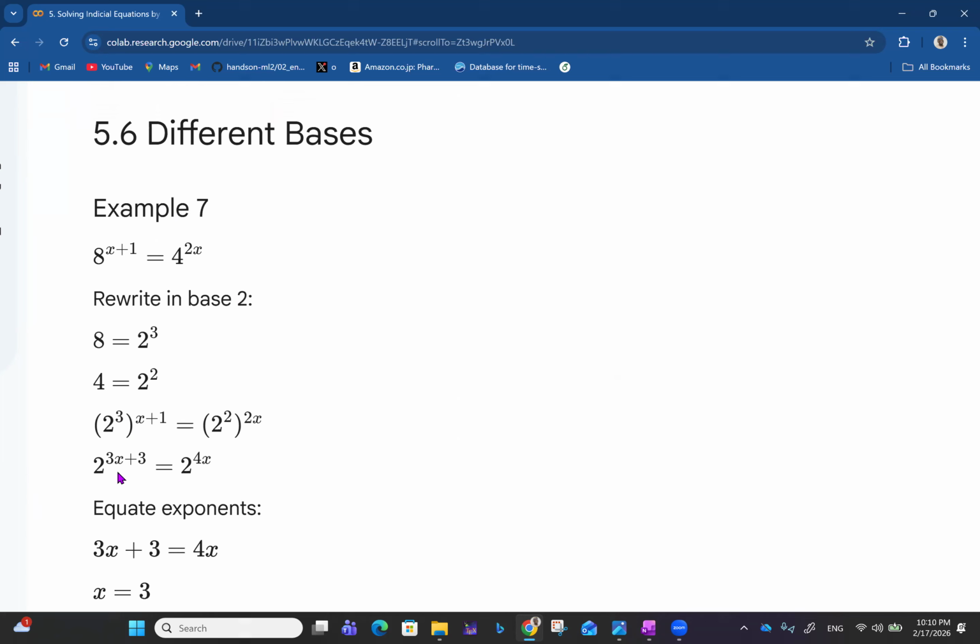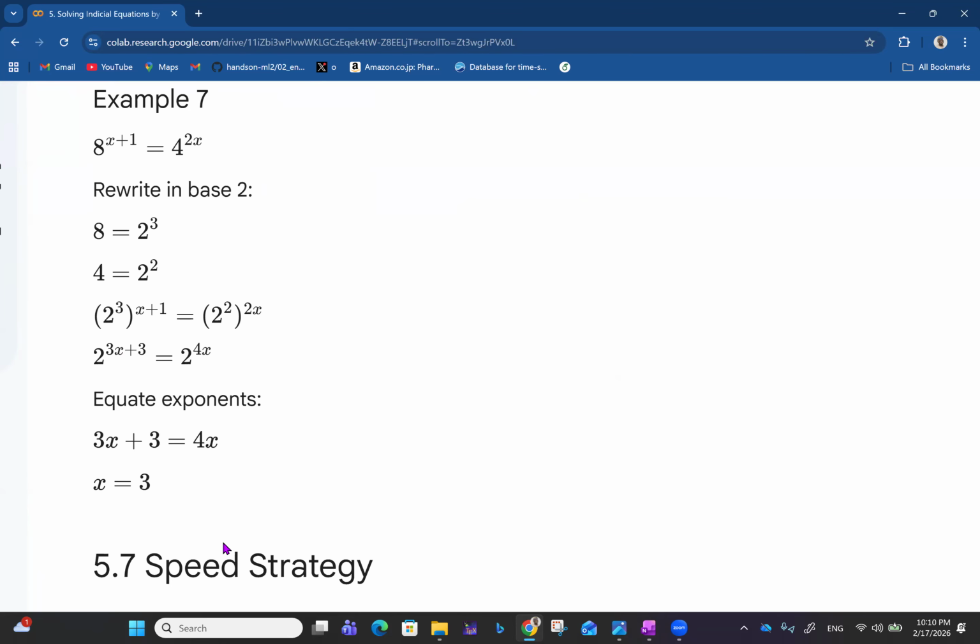So you have 2 raised to power 3 times x plus 3 times 1. Don't make the mistake of just saying 3x plus 1. No, the 3 multiplies everything. So you have 2 raised to power 3x plus 3 equals 2 raised to power 4x. And then you can equate the powers, and now the base is the same. So you have 3x plus 3 equals 4x. That means 4x minus 3x is x. So x is equal to 3 in that regard.